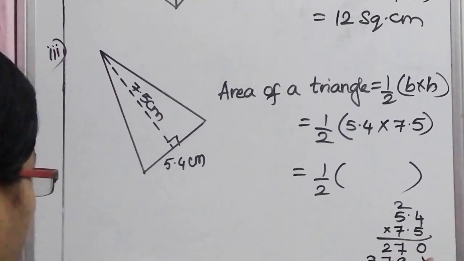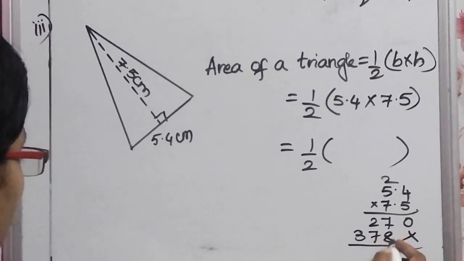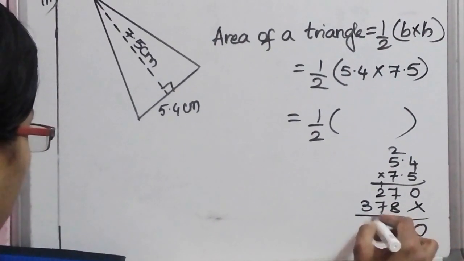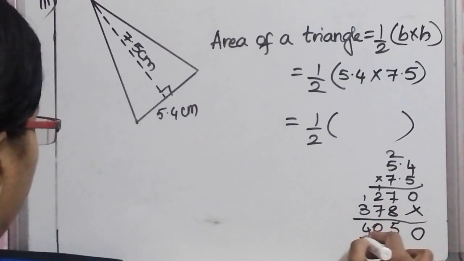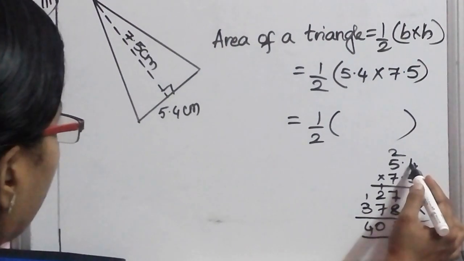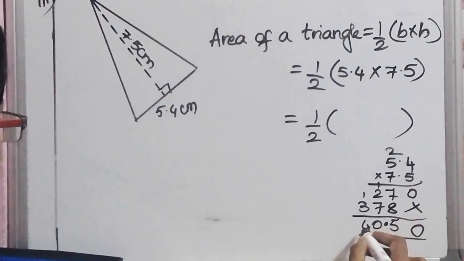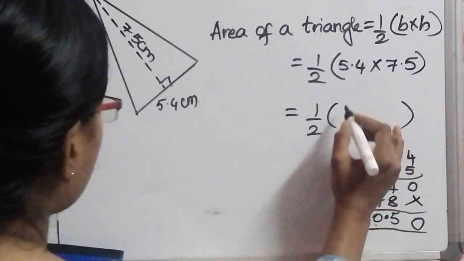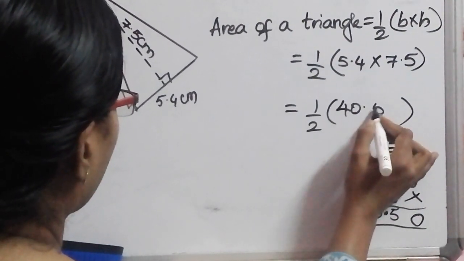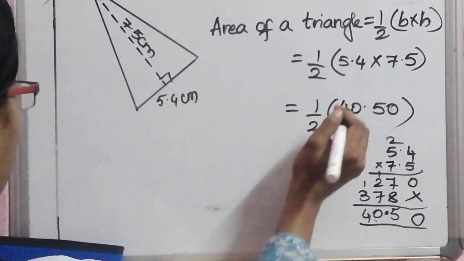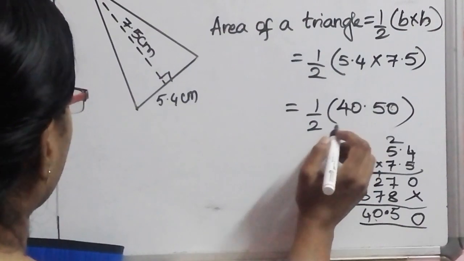Now add up this. 0. 7 plus 8 is 15. 7 plus 3 is 10. 3 plus 1 is 4. Here you know that after point 2 digits are there. So after point 2 digits, it is 40.50. Now you need to cancel.